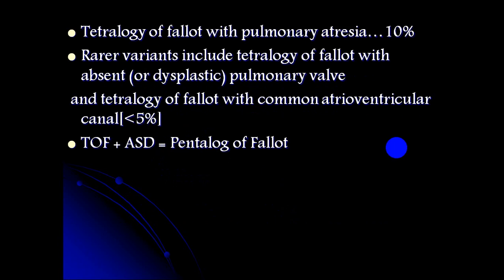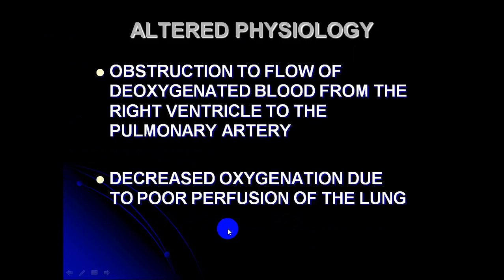Tetralogy of Fallot with pulmonary atresia occurs in 10%. These are rare, really, just to know. Rare variants include tetralogy of Fallot with absent or dysplastic pulmonary valve, and tetralogy of Fallot with atrioventricular canal. Also, there is pentalogy, called tetralogy plus ASD. These are rare, just to note.